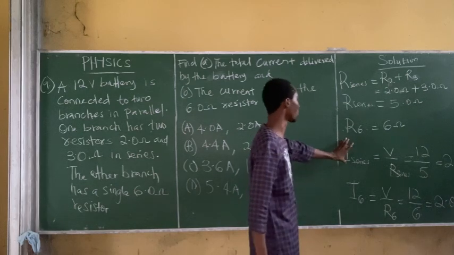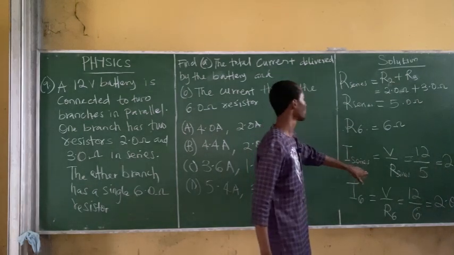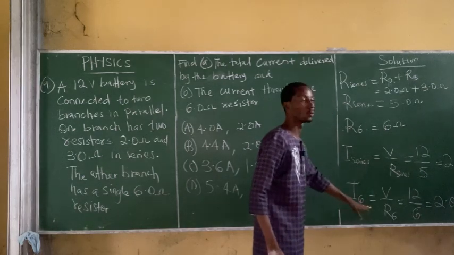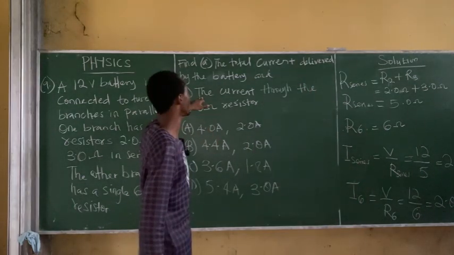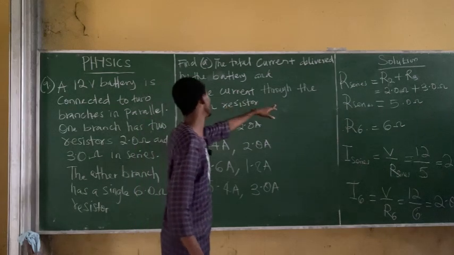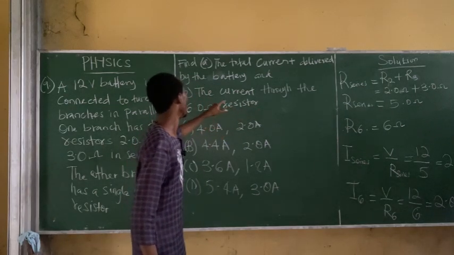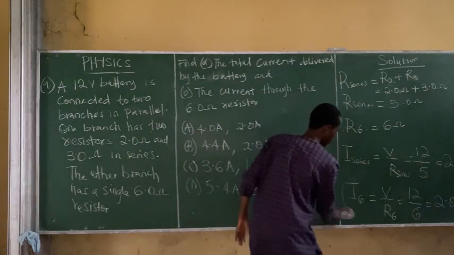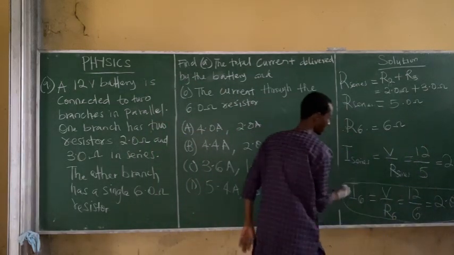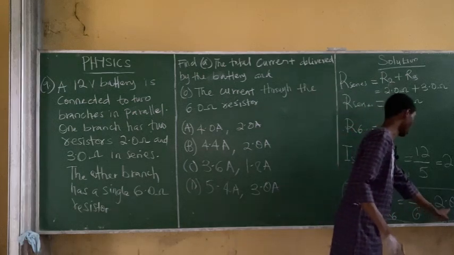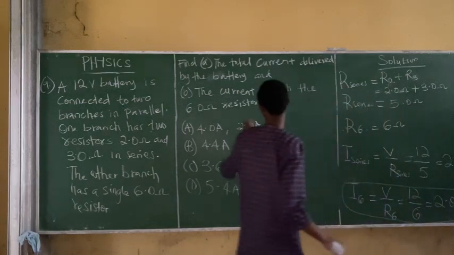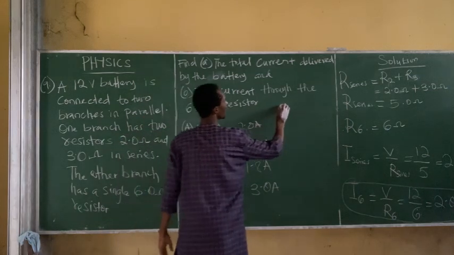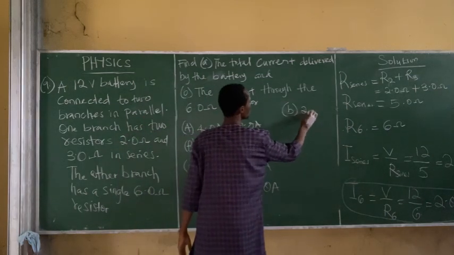Now I've gotten the current flowing through the series connection and the current flowing through the resistor with 6 ohms. Able to answer question B that says the current flowing through the 6 ohm resistor. That's the solving we just did, and it gave us 2.0 amps. So for B, we have 2.0.